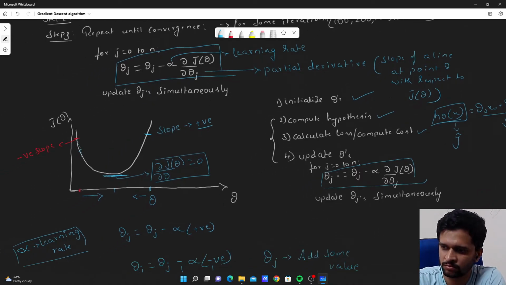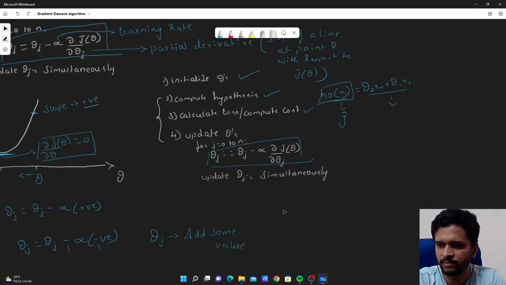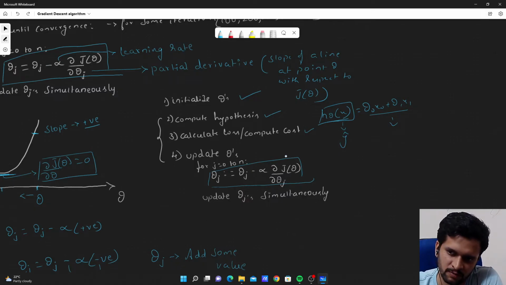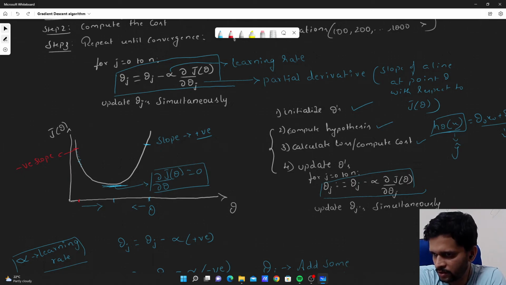Once we have completed these steps for one iteration, we have to repeat them multiple times. Why? Because we are taking small steps towards our goal, which is to reach the global minimum, we have to compute the hypothesis, calculate the cost, and update the thetas multiple times until we reach the global minimum, where the slope of this cost function is 0. So this is about gradient descent.